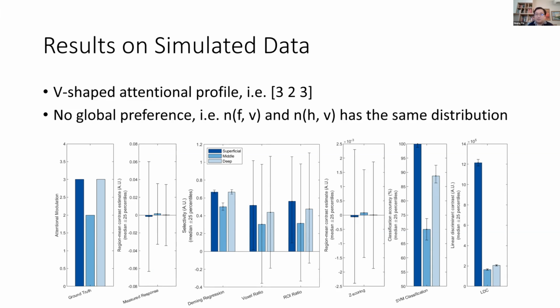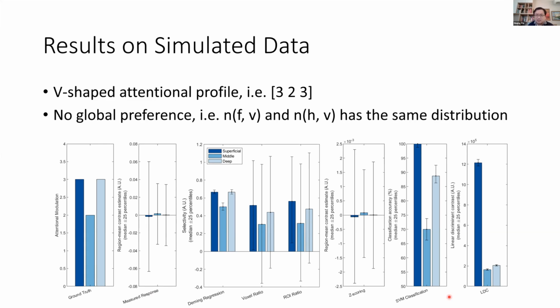Lastly, to highlight the difference between univariate and multivariate approaches, we repeated the same simulation, but we removed the global preference, which means we sampled both neural densities from the same half normal distribution. So you can see from the measured response that there isn't a regional mean contrast left over. Thus, because of this lack of regional mean contrast, ROI ratio, which is a univariate method, becomes highly unstable as well. Whereas Deming regression, which is more multivariate, will still be able to capture the underlying attentional profile and is still stable.